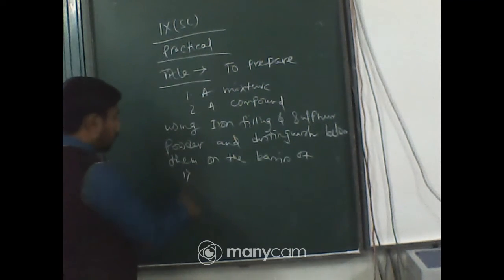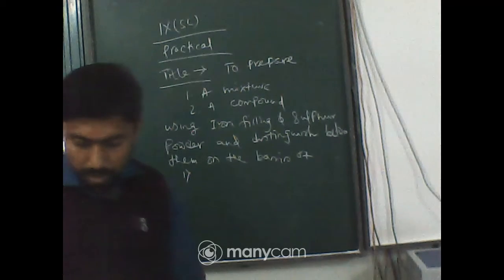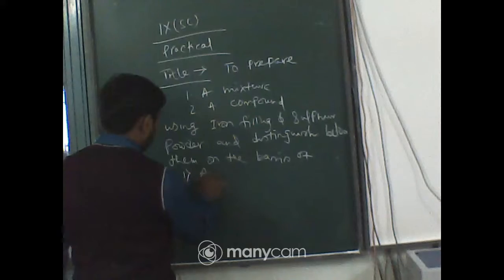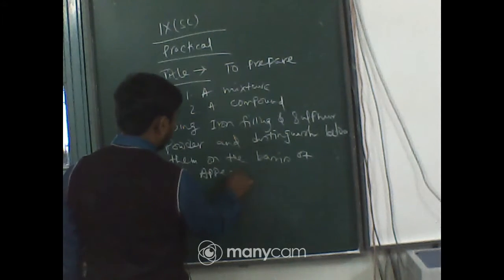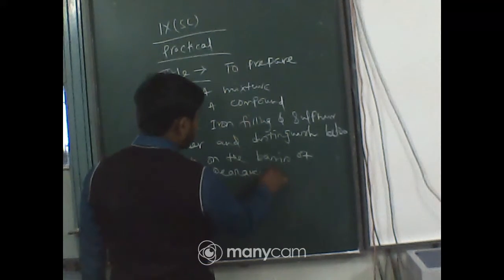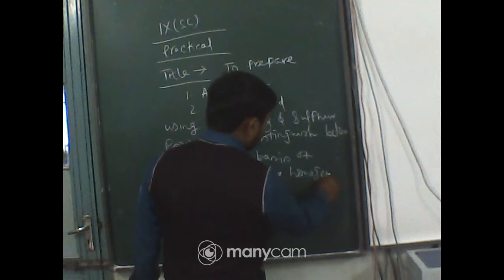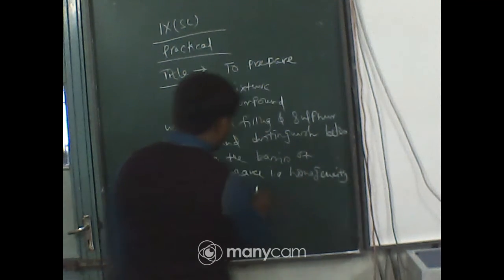Number 1, appearance, that is homogeneity and heterogeneity. Appearance, that is homogeneity or heterogeneity.